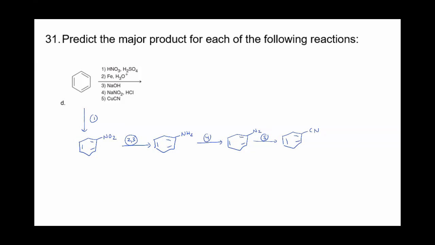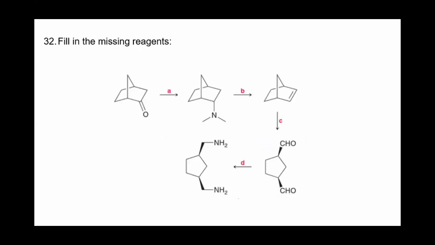All right, there's two more problems I'd like for us to do. All right, this one is filling in reagents. So for reagent A, we're going from a carbonyl to a nitrogen, a dimethylamine here. So one thing, this is not an imine, so we want to do a reductive amination. So I can add dimethylamine here with NaBH3CN.